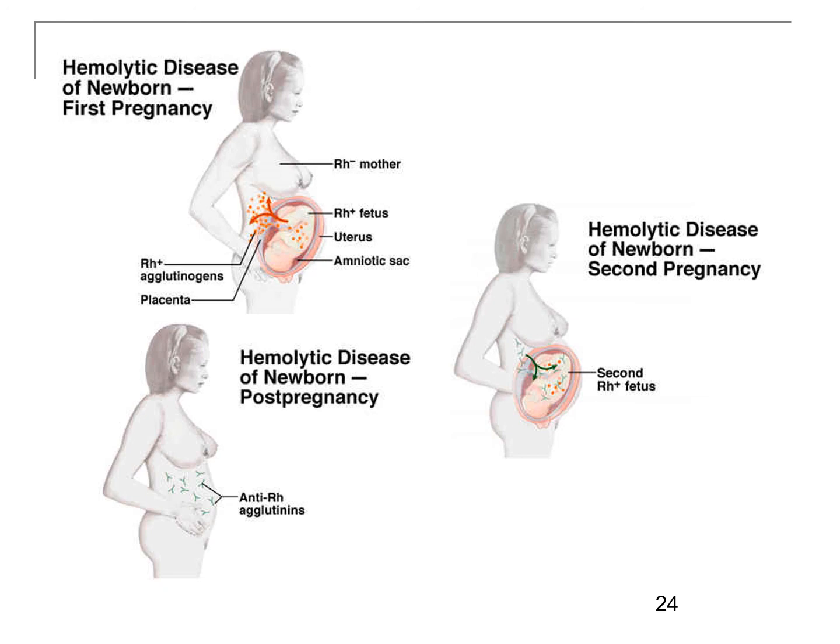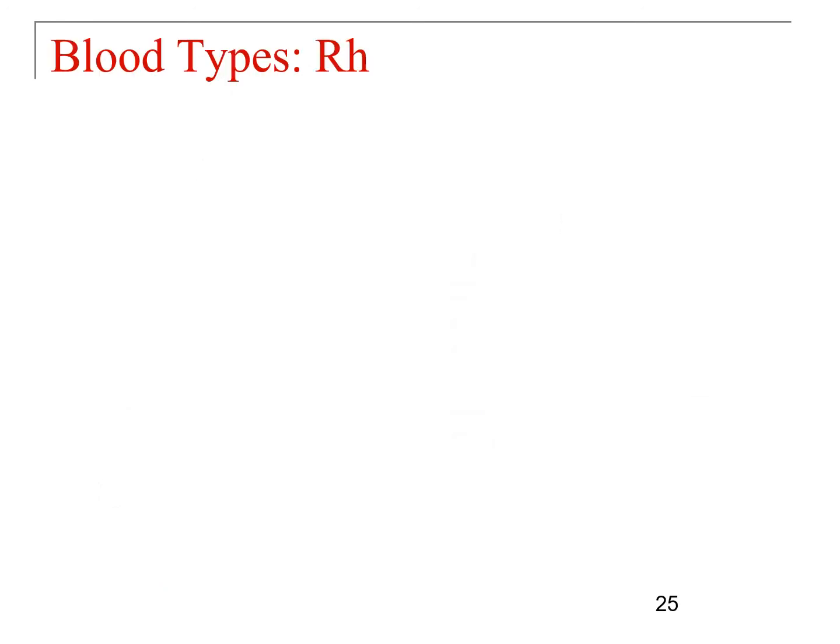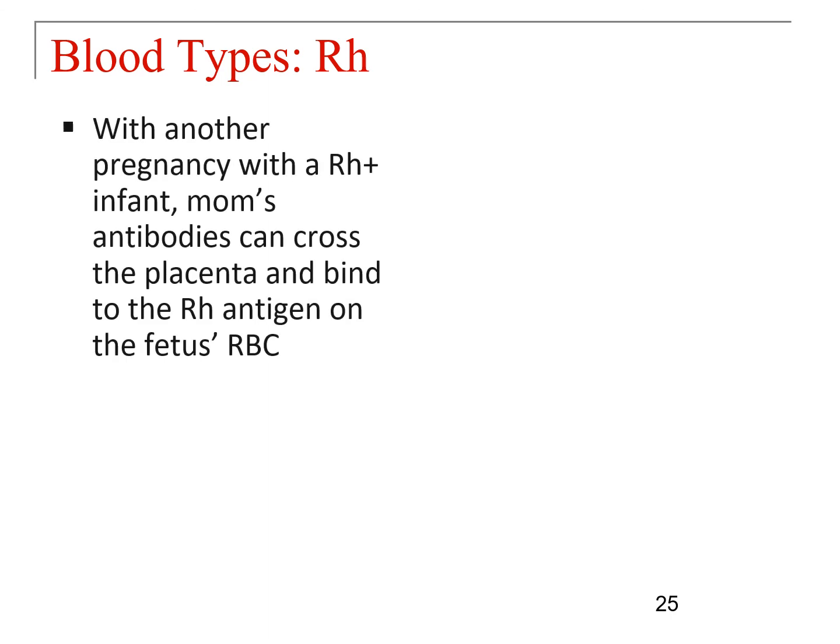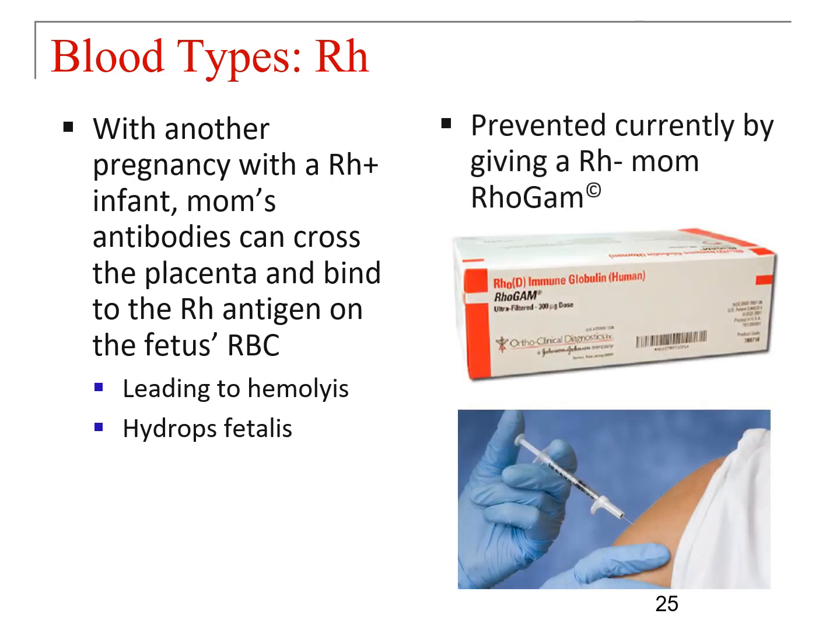This is actually one of the reasons why it used to be legally required for you to have a blood test before marriage, because of this. So again, with a second pregnancy, the mother's antibodies can cross the placental barrier and bind to the Rh antigen in the red blood cells of the fetus, and this leads to bursting of the red blood cells in the fetus and what's called hydrops fetalis.